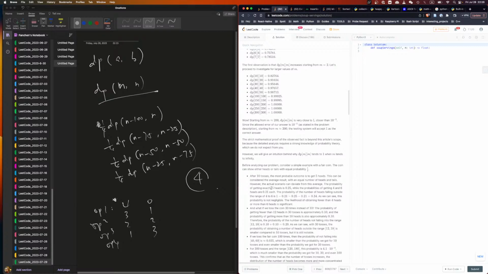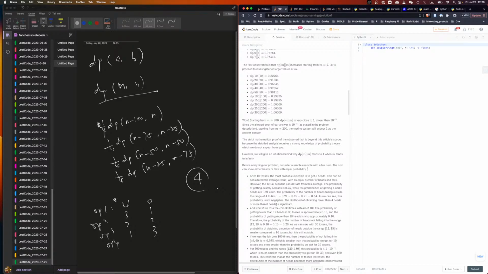Yes, the probability of getting 5, of getting 4 or 6. The probability of the number of heads falling outside the range of 4 to 6, fewer than 4 heads or more than 6 heads, is significant. What if we toss 30?